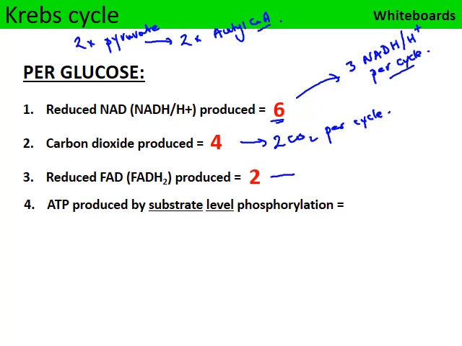Right, we know from each Krebs cycle we get 1 reduced FAD, but because the cycle goes around twice per glucose, we end up with 2 reduced FAD per glucose.